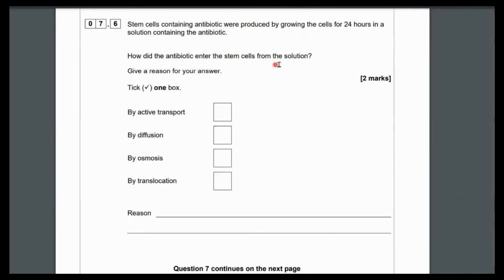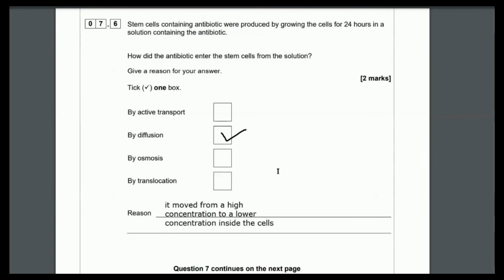7.6. Stem cells containing antibiotic were produced by growing the cells for 24 hours in a solution containing the antibiotic. How did the antibiotic enter the stem cells? Well, if you've put them in a solution of pure antibiotic and then some antibiotic has ended up in the cells, it means they moved in by diffusion, obviously from a high concentration in the solution to a low concentration inside the cells.